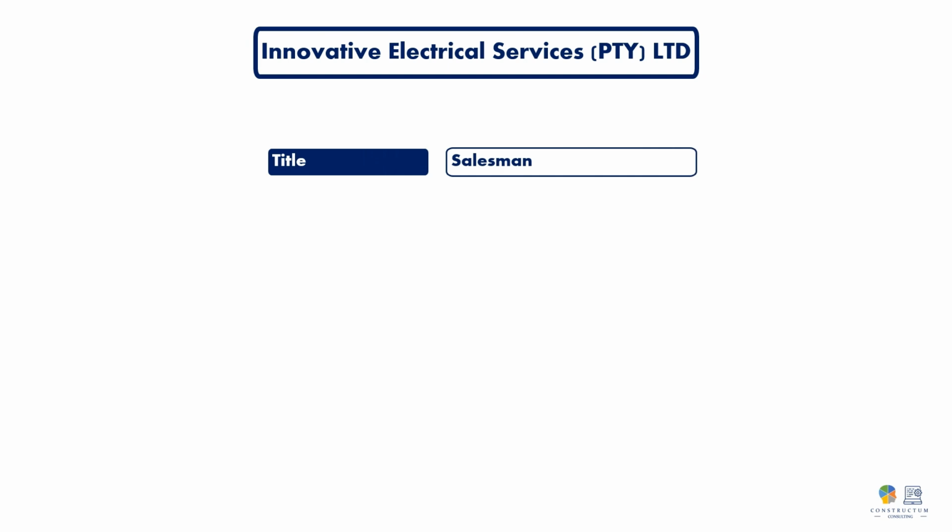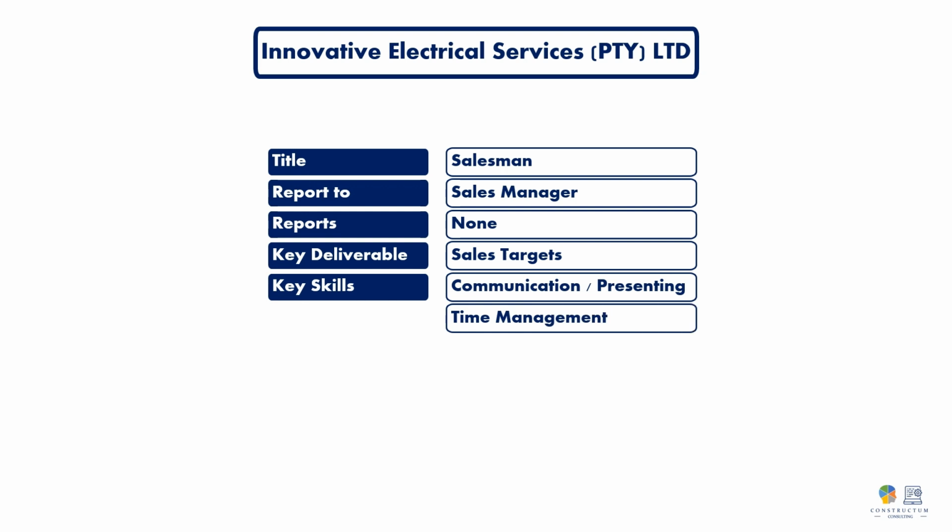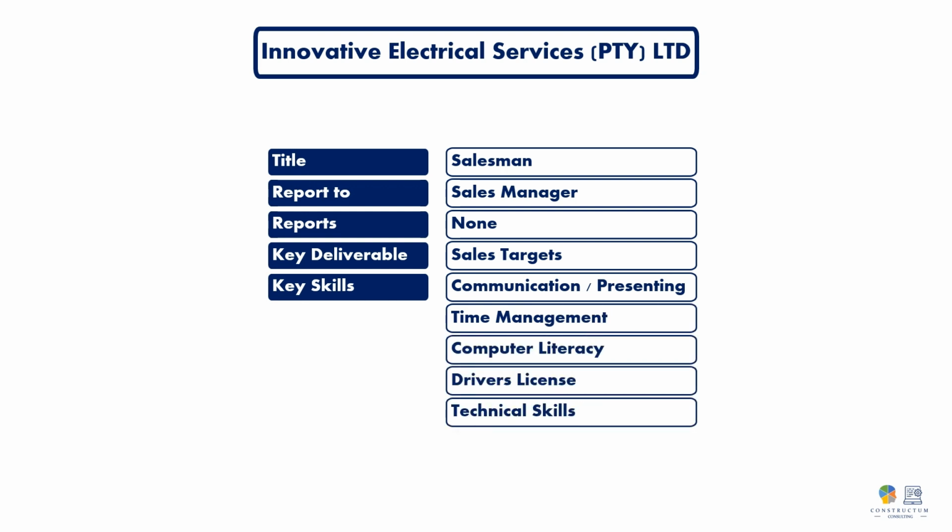Title, salesman. Who does the role report to? The salesman will eventually report to the sales manager, but for now, Karel takes on this responsibility. Who reports to the role? No reports. Key deliverables: achieve sales targets. Key skills: communication and presentation skills, time management skills, computer literacy, a valid driver's license with own vehicle and a technical understanding of renewable energy solutions.